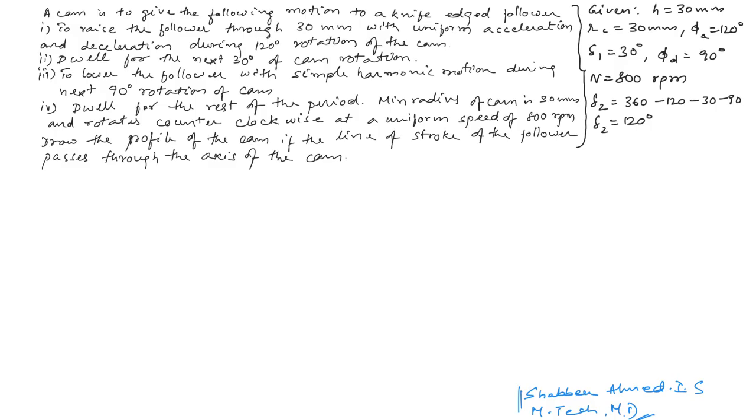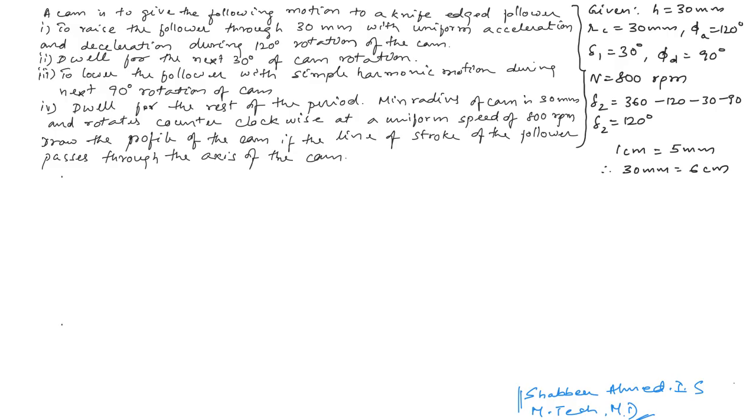Now we need to draw the displacement diagram first. In the displacement diagram, we have to observe that the rise is with uniform acceleration and descent is with simple harmonic motion. So we have to draw according to that. So again, now we will take the scale as let us say 1 centimeter is equal to 5 mm, and therefore 30 mm will be equal to 6 centimeters. So this scale we will take and draw the diagram.